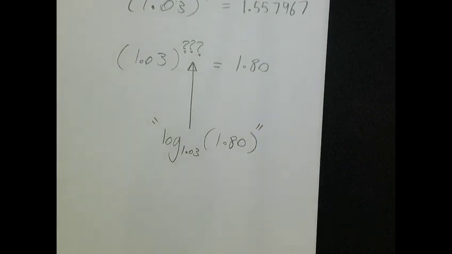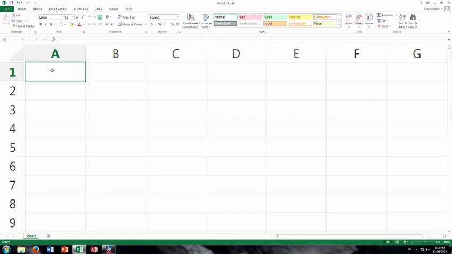And as such, I don't know what that answer is, but I could conceivably ask a computer what that answer was. Okay, in Microsoft Excel, I could go log of 1.8 with the base of 1.03. So in Microsoft Excel, you have to write them backwards. That's just the way it's done. And this is telling me that the answer is apparently 19.8853.